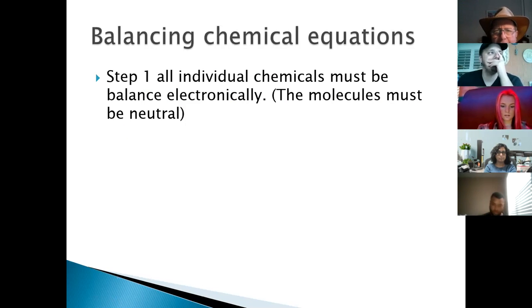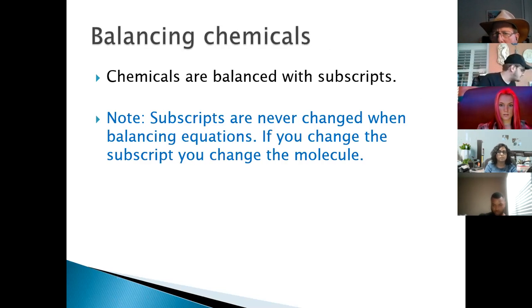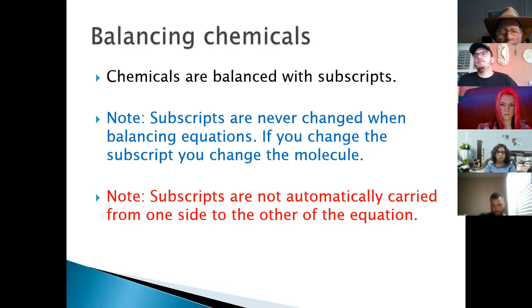Step one, all the individual chemicals must be balanced electronically. All the compounds must be neutral, so there cannot be any charges on the molecules. Chemicals, you balance with subscripts. Note, guys, you do not change the subscripts when you're balancing equations. If you change the subscript, you've changed the molecule. So once you have balanced all the chemicals, do not play with the subscripts again. It's set in stone at that point. Note, subscripts do not automatically get carried from one side of the equation to the other. So once you have balanced the chemical, don't change the subscript. Second thing, you do not carry subscripts from the left side of the equation to the right.